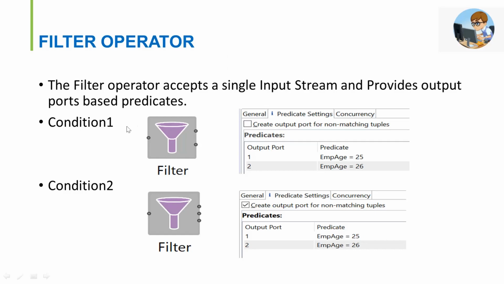As you see on the screen, in condition 1, I have provided two predicates. One is employee age equal to 25 and another one is employee age equal to 26. That's why the filter has enabled two ports by default. In condition 2, the filter has enabled 3 ports for 2 predicates. Why? Because here I have enabled the non-matching tuple port. If none of the conditions match the predicates, it will come from the third port.